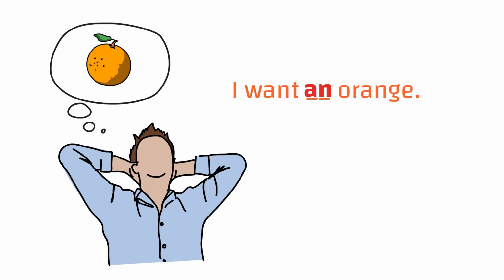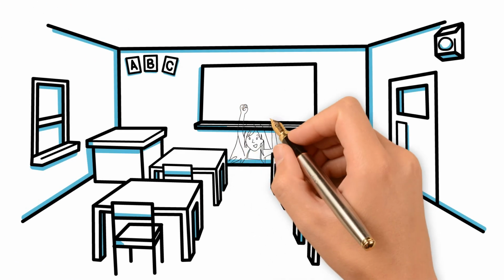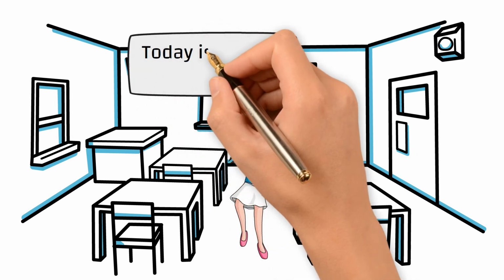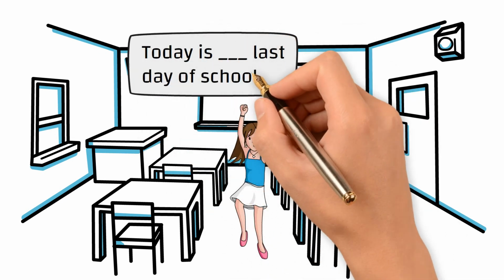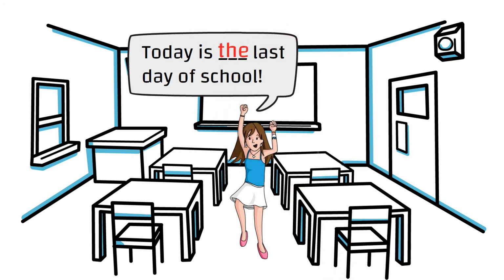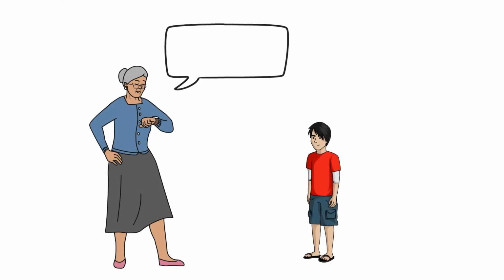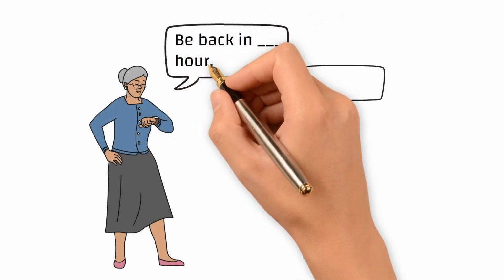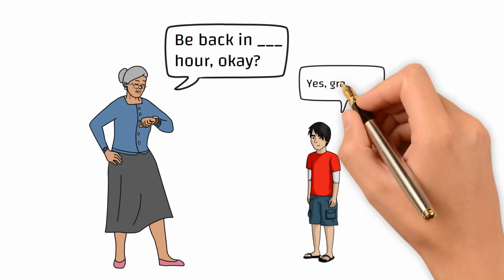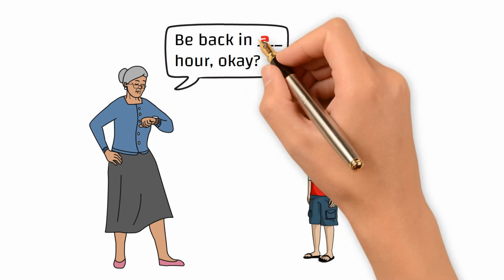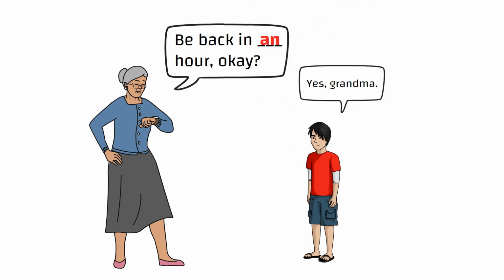I want an orange, since orange starts with a vowel and has a vowel sound. Today is the last day of school. The answer is the because it is in the superlative degree. Be back in an R. The answer is an because the word R starts with a vowel sound.